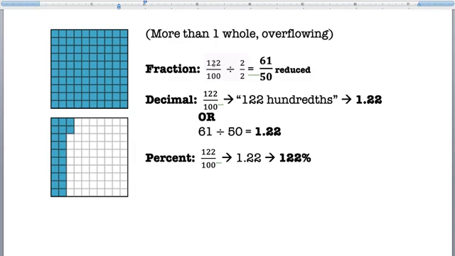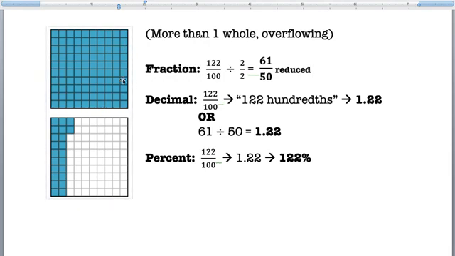So this is a good thing to see the top number, the numerator, bigger than the bottom number, the denominator, because it shows us exactly what's going on. It's overflowing. Remember, for fractions, you always want to reduce. These two are both even numbers on top and bottom, so we're going to divide by 2, and we get 61/50ths. And I believe we cannot reduce that anymore. So that's the final reduced answer for fractions.